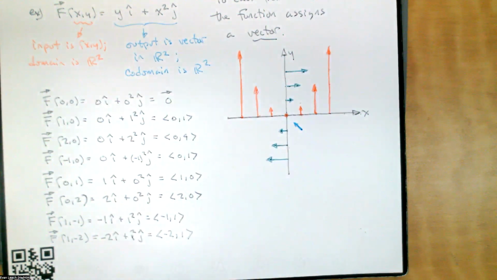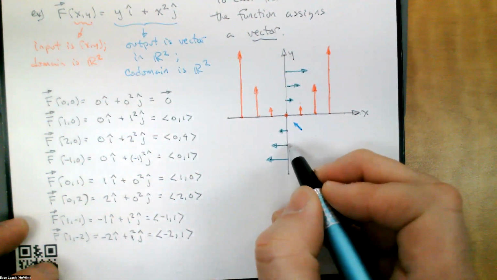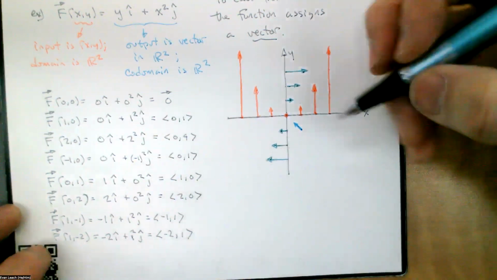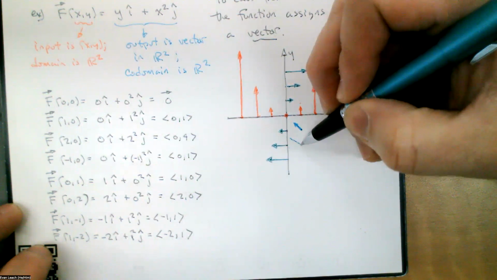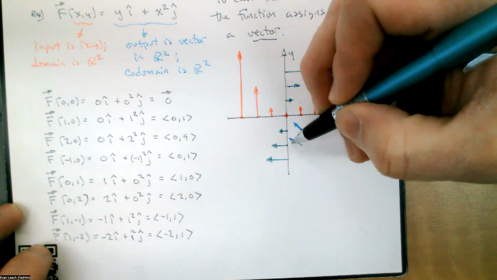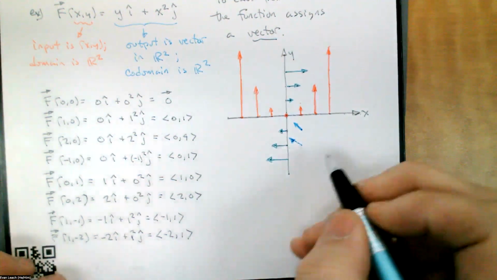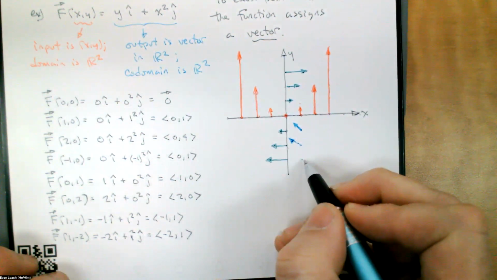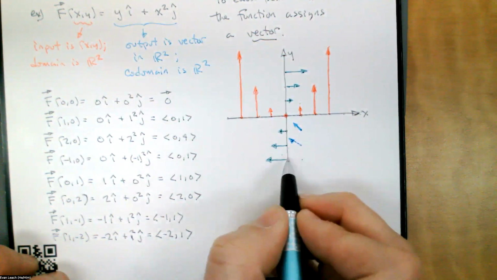At the point 1, negative 2, my vector will be negative 2 in the i direction and 1 in the j direction. So we'll go negative 2 in the i direction, 1 in the j direction. And if I go down to negative 1, negative 3, we'll go negative 3 in the i direction, 1 in the j direction.